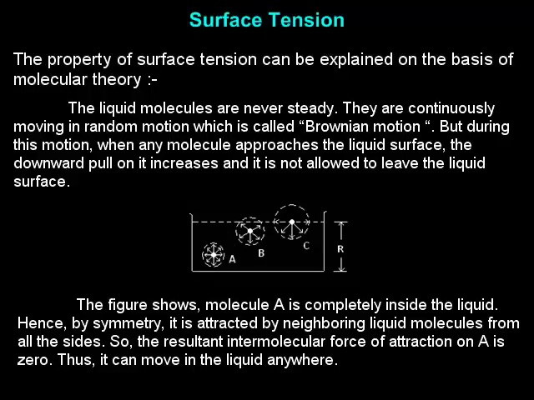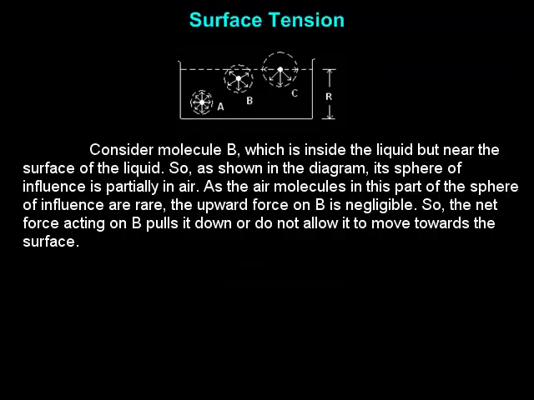Now consider molecule B, which is inside the liquid but near the surface of the liquid. Hence, its sphere of influence is partially in air. As the air molecules in this part of sphere of influence are rare, the upward force on B is negligible. So the net force acting on B pulls it down and does not allow it to move towards the surface.